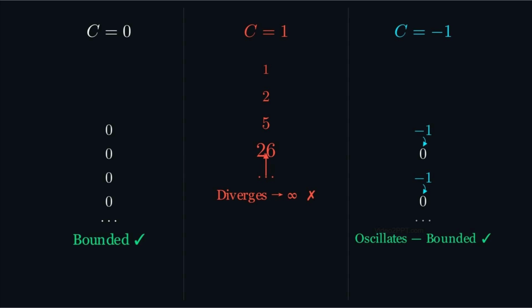Looking at these sequences, we can tell that for the first sequence with c equals 0, all the terms are 0. In the second sequence with c equals 1, the terms are increasing, and if we keep on calculating further terms of the sequence, we are moving towards infinity. And in the third sequence with c equals minus 1, terms are oscillating between minus 1 and 0.